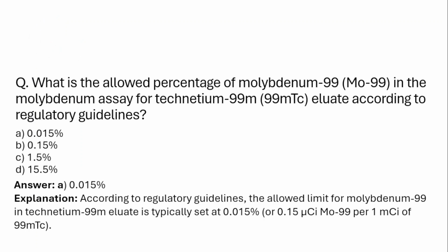You all know the Moly 99 allowed limit in technetium eluate. It is 0.15 microcuries of Moly 99 present in 1 millicurie of technetium 99m eluate. In percentage it is 0.015%. So in percentage also it can be asked in the examination.